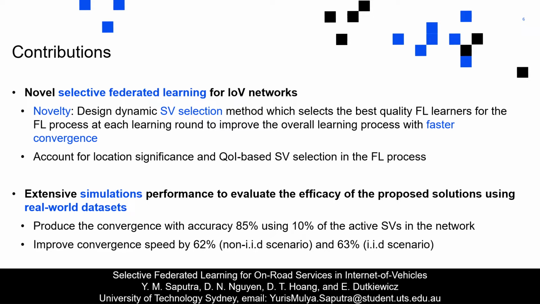We account for location significance and quality of information-based SV selection in the FL process. We also provide extensive simulation using a real-world data set and achieve convergence with accuracy of 85% using only 10% of the active SVs in the network. We can also improve the convergence speed by 62% in the non-IID scenario and 63% in the IID scenario.